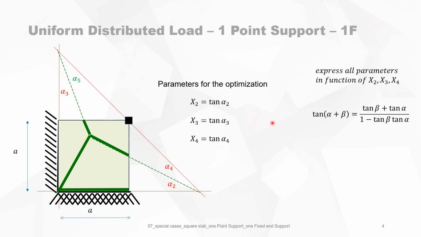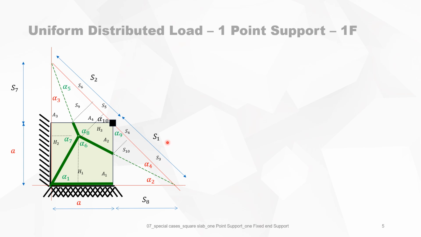We will do that by using some trigonometry formulas, like the summation of tangents, the rule of sine, the formula of sine alpha in function of the tangents, and the formula of cosine alpha in function of the tangents. We can now identify different variables, and we will try to express them all in function of x2, x3, and x4.